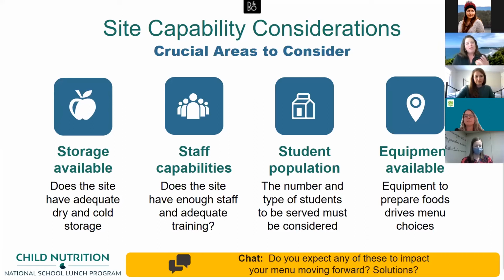And so you need to make sure moving forward that you do consider what you're going to be doing in that school setting. Equipment availability. Do they have the equipment to prepare at those sites themselves? And everything is going to be cooked on time, whether or not you can batch cook, all of those kind of concepts. Do you expect any of these to impact your menu moving forward?